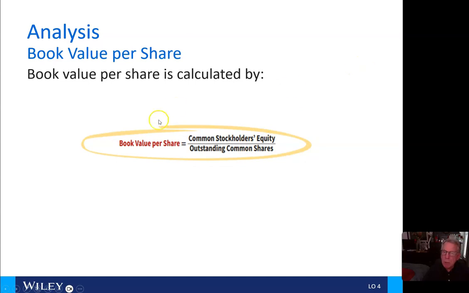And then the book value per share, pretty easy to understand here. We take the common stockholders' equity, and divide it by the outstanding common shares. Not the issued or the authorized shares, but the outstanding common shares.